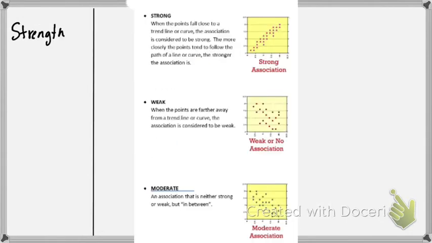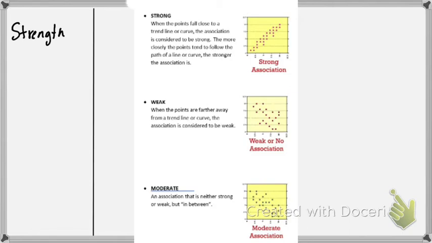And so for the strength of a scatter plot, we have three types. We have moderate, weak, and strong. Let's look at each one. For the strong, it says when the points fall close to a trend line or curve, the association is considered to be strong. The more closely the points follow the path of the line or curve, the stronger the association is.